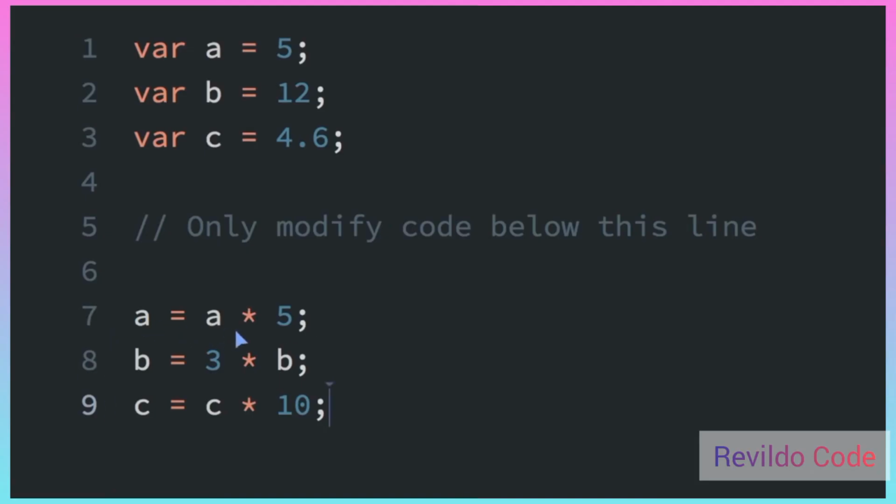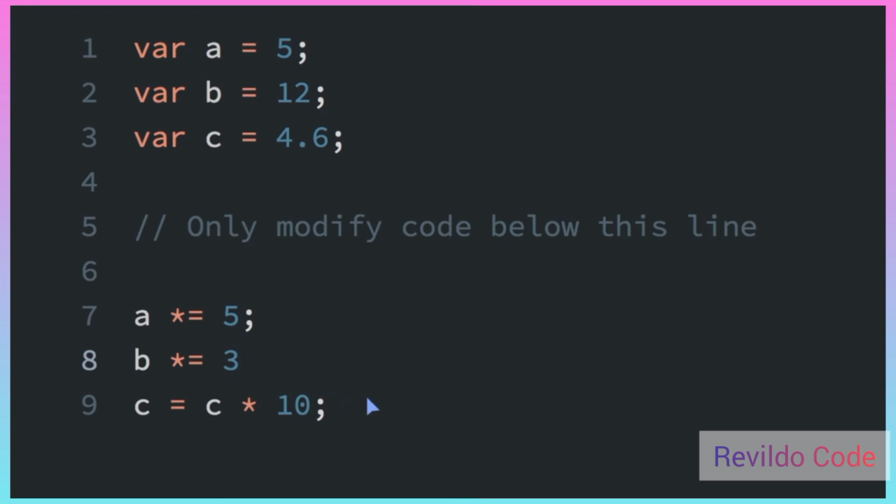Here we have a equals a times 5. Well, we can do the same thing as before. We can shorten this to a times equals 5. So that means the same thing. Here we can do a times equals 3.